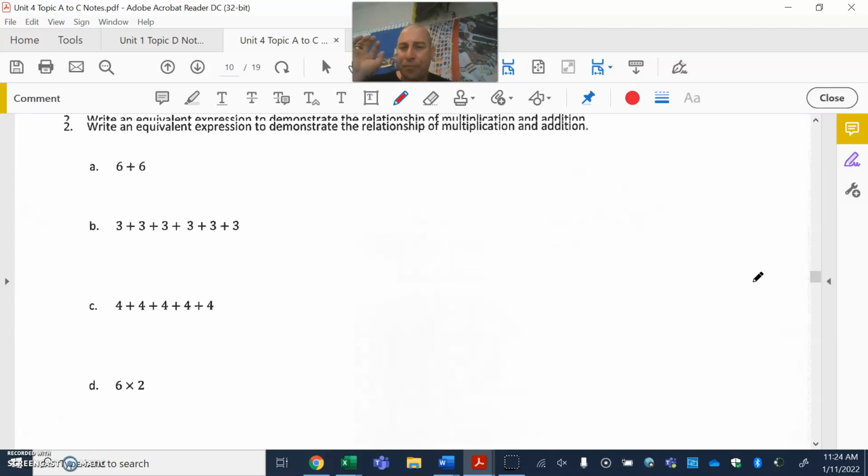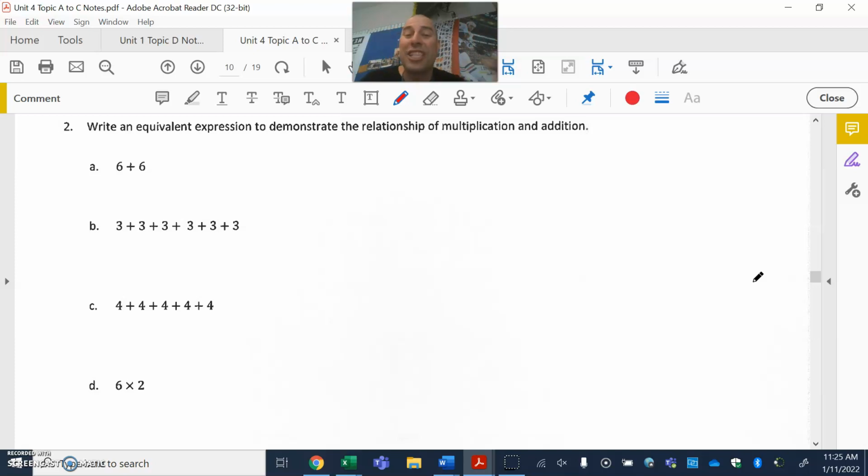So here, we want to write an equivalent expression to demonstrate the relation between multiplication and addition. If they give me addition, they want me to rewrite it as multiplication. And if they give me multiplication, then I want to rewrite it using addition. I lost track of my word. I'm sorry, I confused you there. They give me addition, write it as multiplication. They give me multiplication, write it as addition.